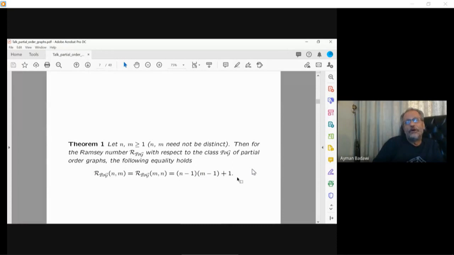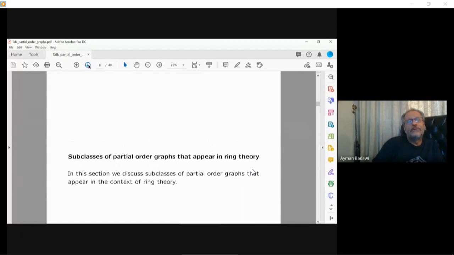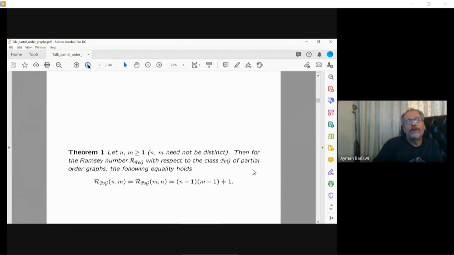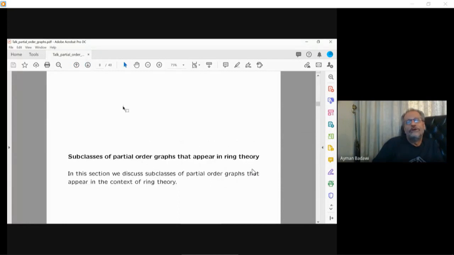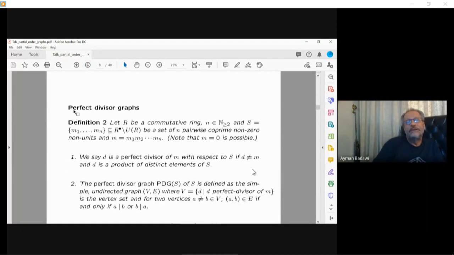Okay, so this was what I consider the main result. At least if this is known, maybe we have a different proof for this result, but still things are not clear. Our investigation did not lead to something like that for a partial order graph. Now we're going to make use of that theorem to see what we can do, applying that in ring theory.